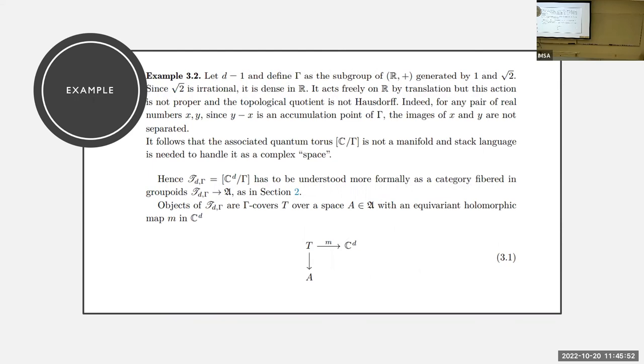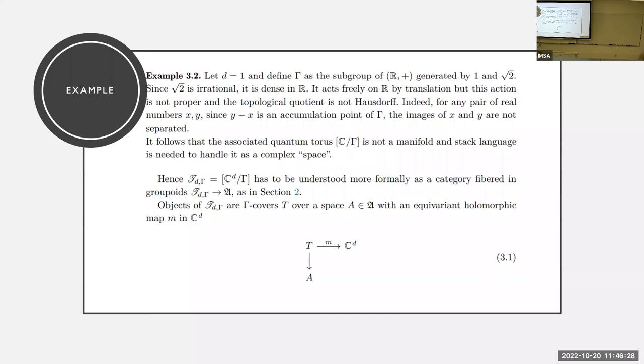We should say D equals one. And define gamma as a subgroup of R generated by one and the square root of two. Classical quantum torus. Because the square root of two is irrational, it is dense in R, and it acts freely on R by translation, but this action is not proper, and the topological quotient is not Hausdorff. They are not separated like that. Not a manifold, and we want it to have a complex structure.